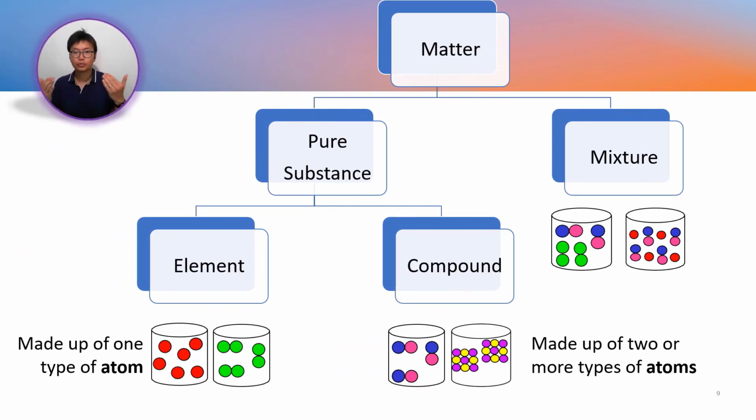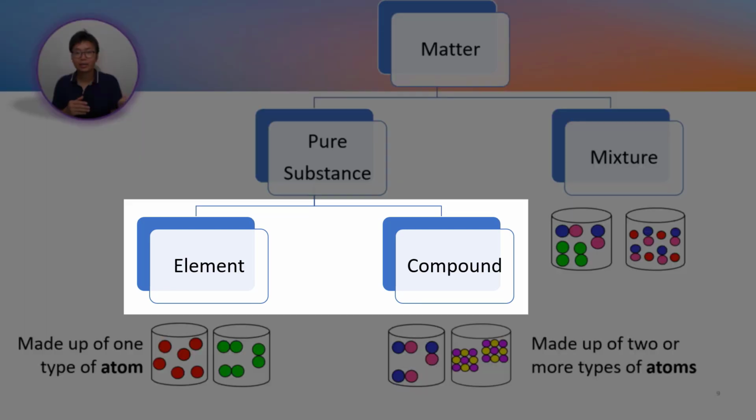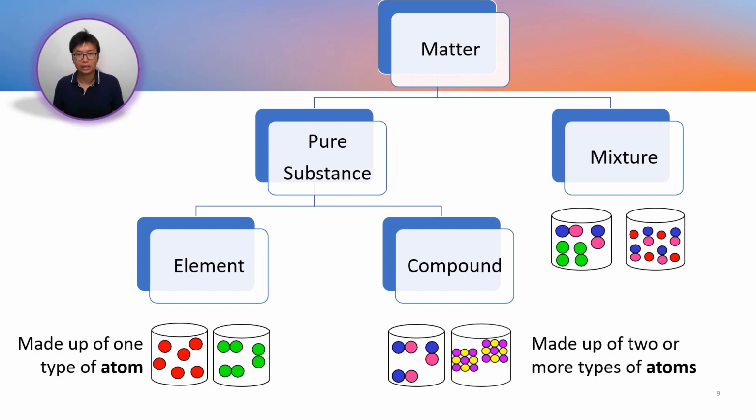So now we just summarize what we talked about. We talked about what matter is. We talked about what pure substance is. And then we talked about mixture. Now let's go a little bit deeper in terms of the pure substance. There are actually two types of pure substance: elements and compounds. What does that mean, right?